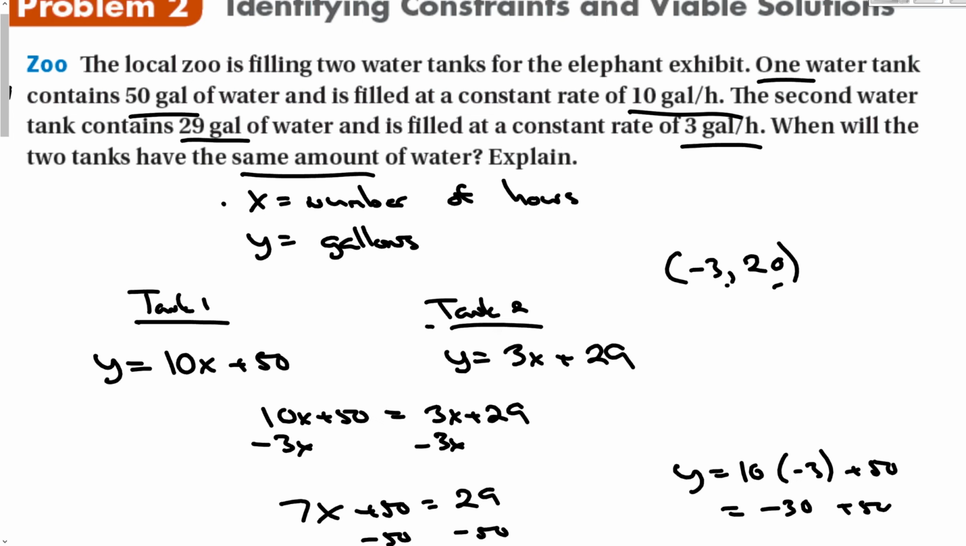And if I think about it logically for a minute, the tank that's got more and fills faster, it's not possible to have a tank that starts with a lower amount of water and fills up slower than the other one ever have the same amount of water in them. Okay, so this problem has no viable solution. Even though we did get a solution, there is a place where these two lines intersect. There is a time when they have the same amount of water. It's just not a time that we can work with.